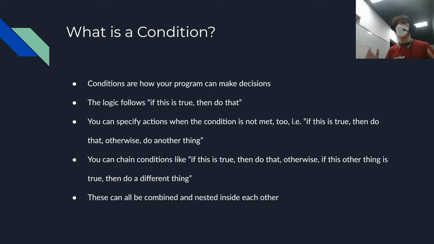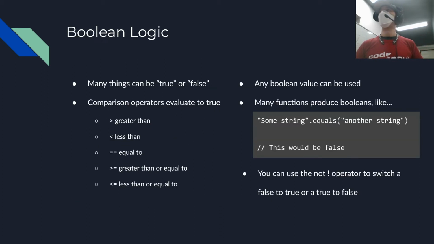Now these can all be combined and nested inside each other. So you can have a condition inside a condition inside a condition, with chaining and when conditions aren't met and all these kinds of things, okay? You can make it as complex as you want. That said, though, you need to be careful because if you make it too complex, it's going to be harder for you to understand later. It's going to be harder for other engineers to understand, but we'll get to that later, okay? So far, so good? All right.